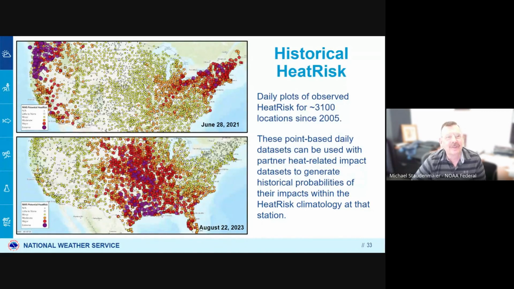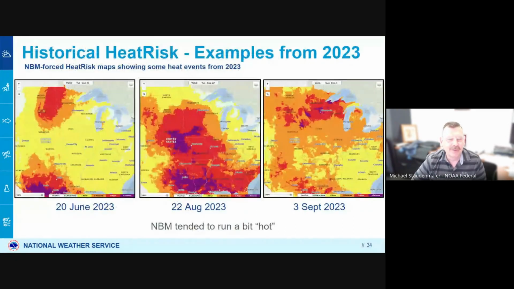Additionally, the data at each of these points are available for partners and you to work towards linking their unique impact data sets to the climatology of heat risk at a station. You currently need to request this data, but we hope to work on an automated method for retrieving these data in the future. In fact, right now we're working on updating the historical data set. So for now, we're pausing a little bit on distributing the data, but we'll be sending out some information over the next short period of time once we have everything set up. And hopefully it'll be a bit easier for you to request those data.